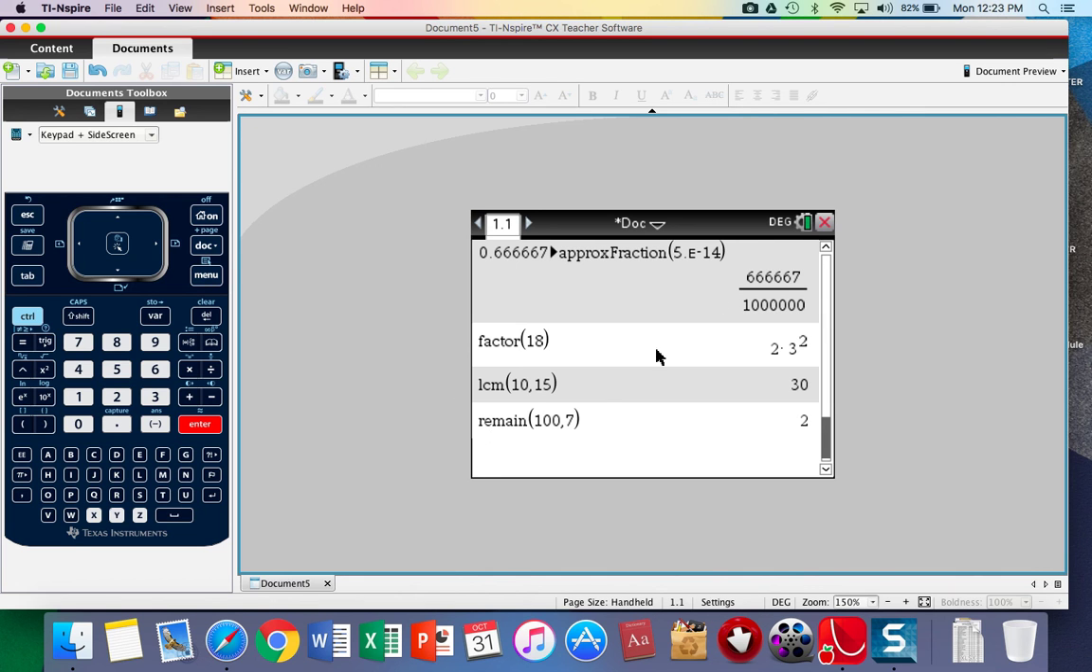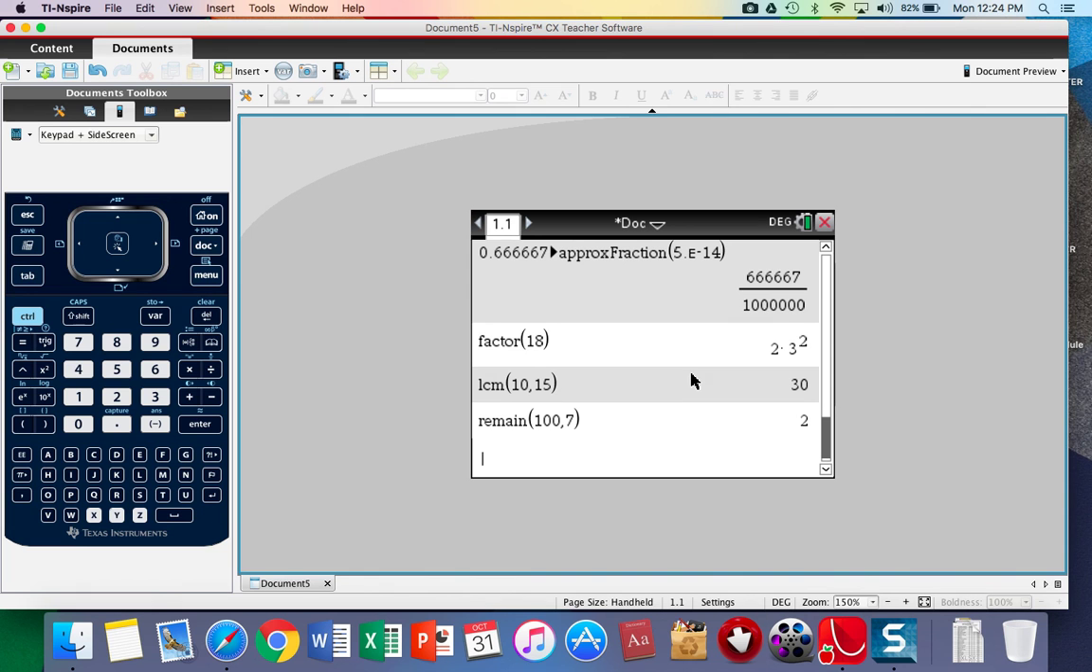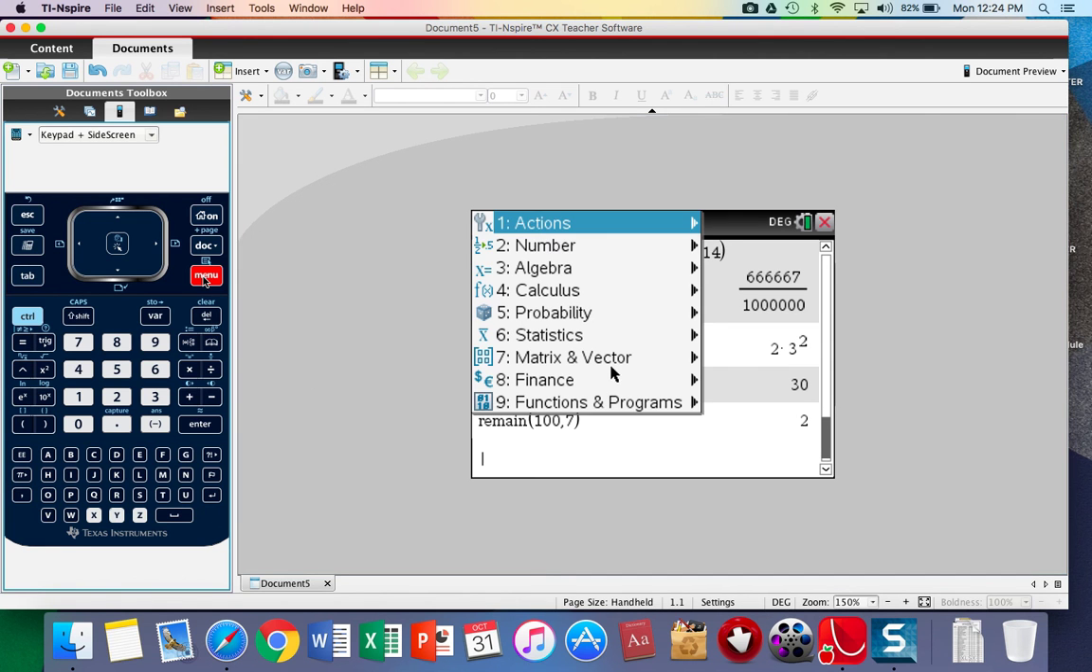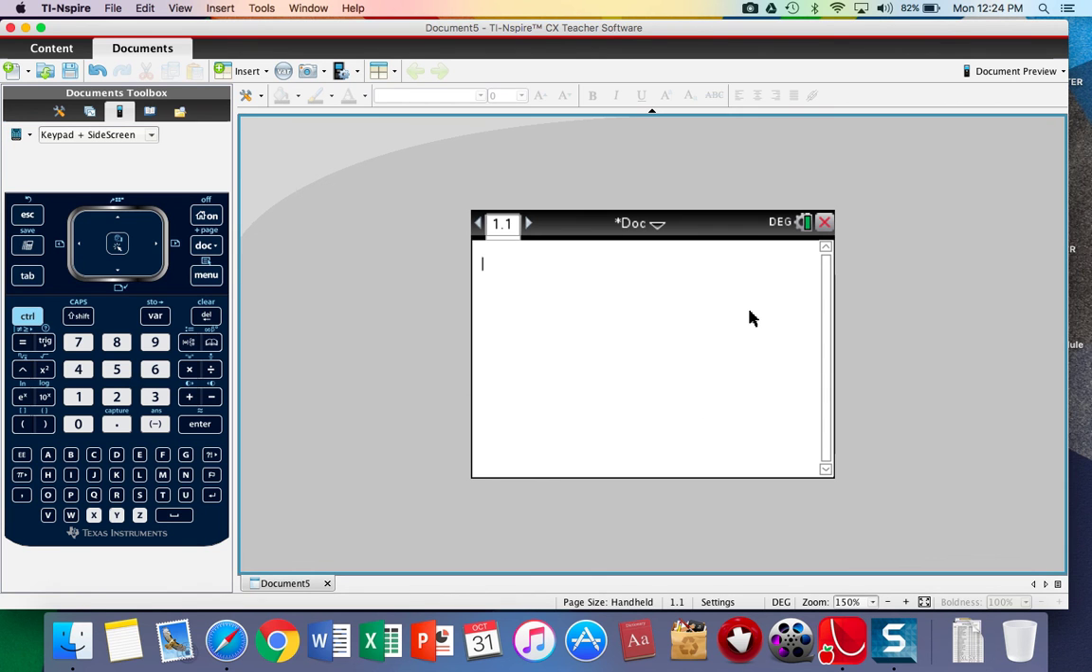One more thing, suppose you want to clear everything, there are two options. Press this and then it will ask you, do you want to save this document? You can either say no. If you say no, that will become a blank document. I'm going to put cancel here. Or you can also go to menu and then actions, and then you can actually clear history. So it will clear everything, all the windows that you have.